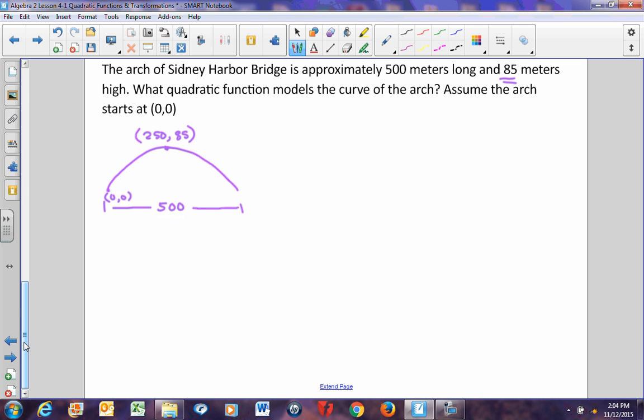So I have 2 points now, and once I have those 2 points, I can work through the vertex form of my equation and solve this problem. So if my vertex form of my equation is y equals a parentheses x minus h quantity squared plus k. Well, first of all, h and k is the vertex. The vertex of this lovely arch is at the point 250, 85. Okay? So I know that. So I can start plugging in some points to try to solve some things here.